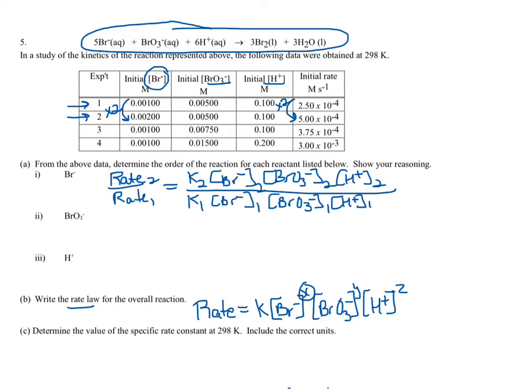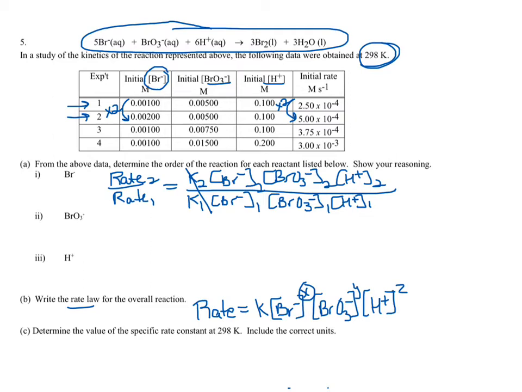So I'm really just making a ratio of the rate laws. Now when I do this, what's always going to happen? Well, my rate constant is always going to drop out because the rate constant is the same as long as the temperature is the same, and it tells me in the problem the temperature is 298 Kelvin. So this really simplifies.